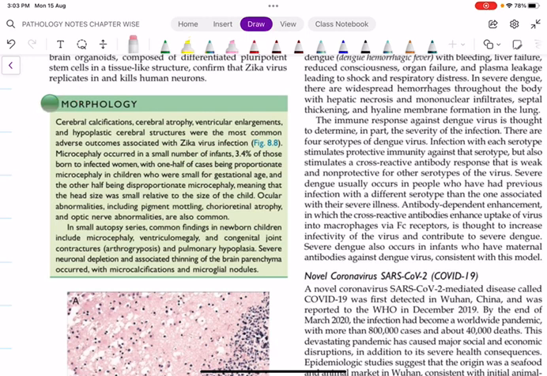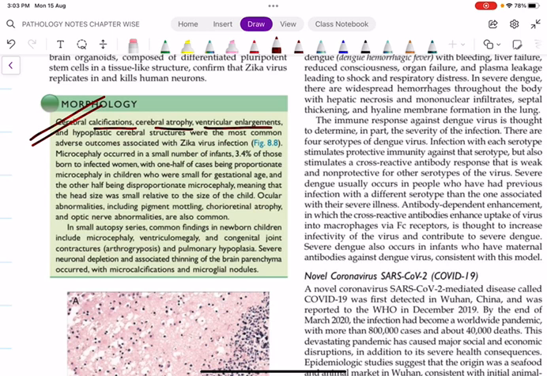In morphology, I told you it is mainly going to have some CNS manifestation. So there will be cerebral calcification, cerebral atrophy, then next is ventricular enlargement.